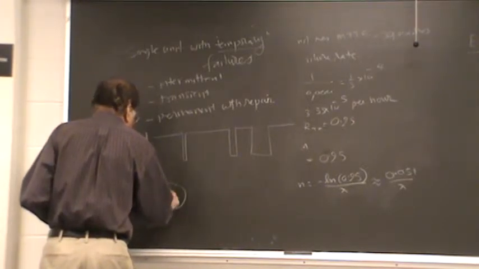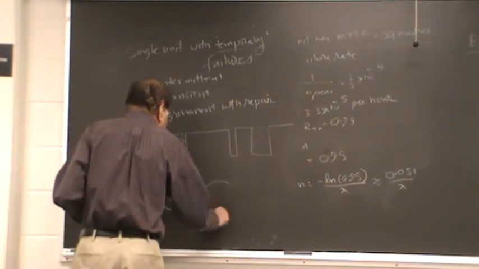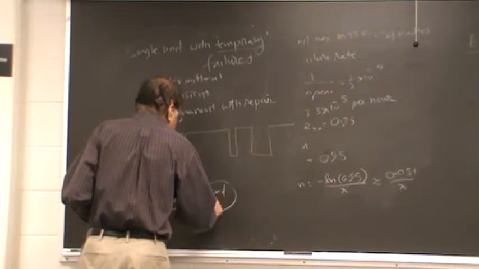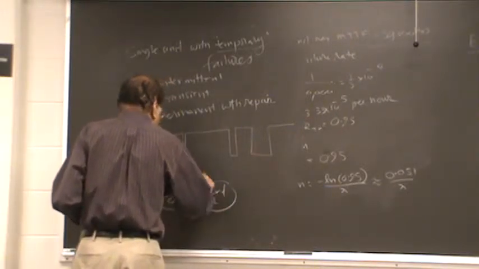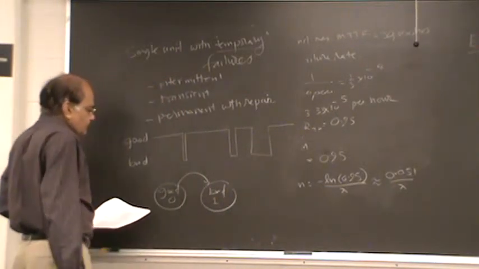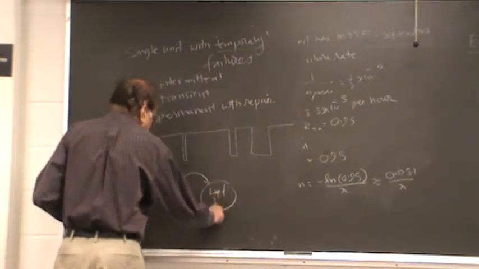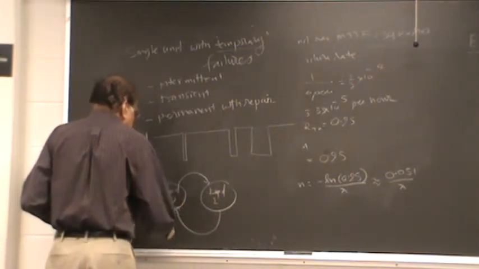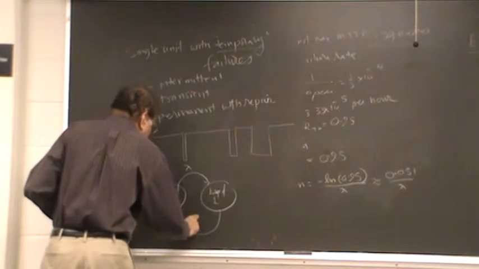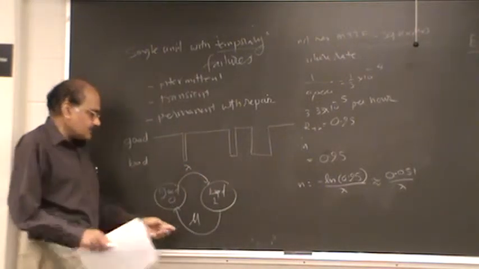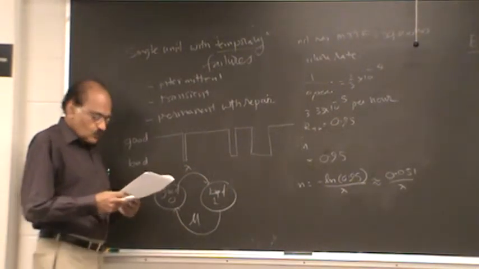So here is good, and here is bad state. So basically, you go from good to bad, but then there is the repair process that brings you back to good. And let us assume that it is controlled by parameter mu.